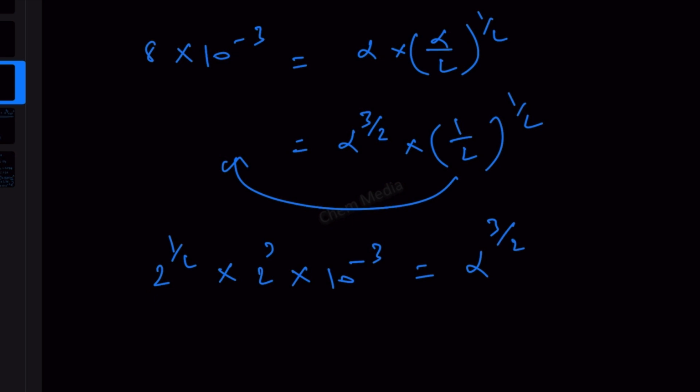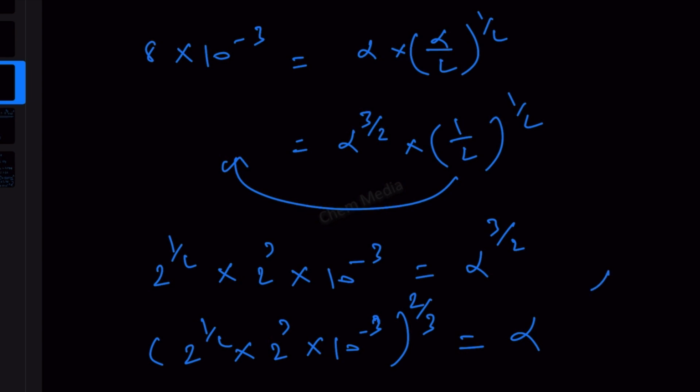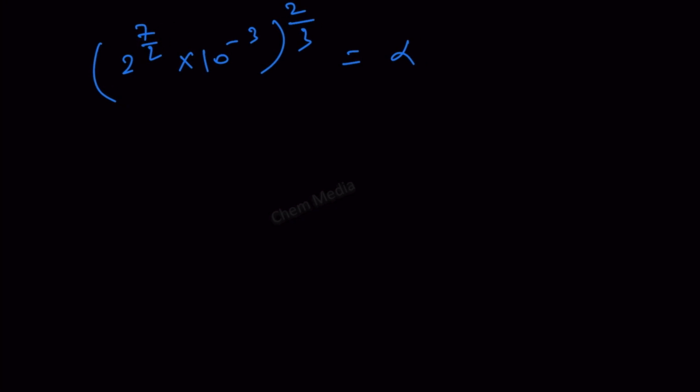So therefore, let's raise both sides to the power 2 by 3. In that case, 2 to the power 1 by 2 times 2 to the power 3 times 10 to the power minus 3, to the whole power 2 by 3, will be equal to alpha, because alpha to the power 3 by 2 times 2 by 3 would become alpha. So now we can add these two powers, isn't it, because the base is same. So therefore, 2 to the power 7 by 2 times 10 to the power minus 3, to the whole power 2 by 3, is equal to alpha. So this is the expression we have.